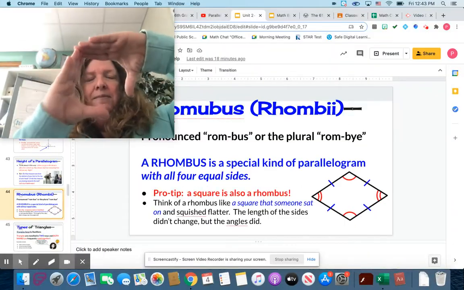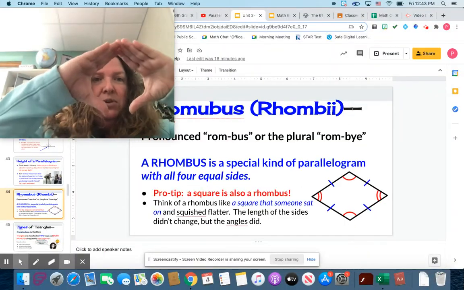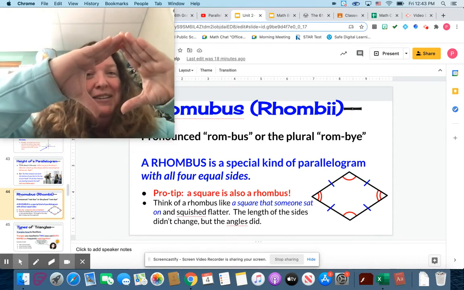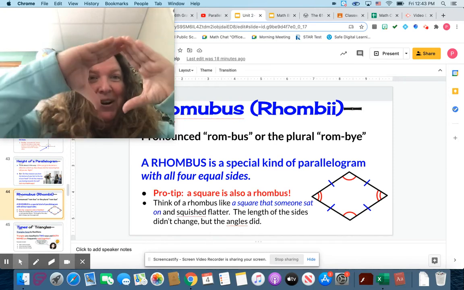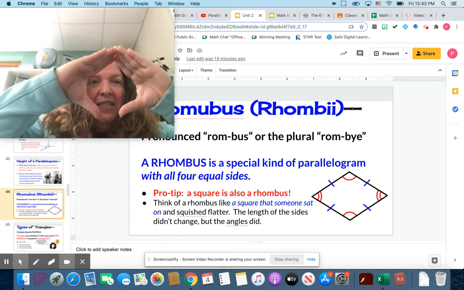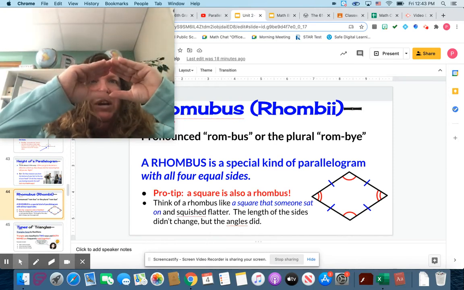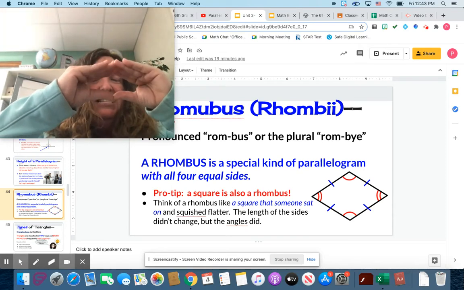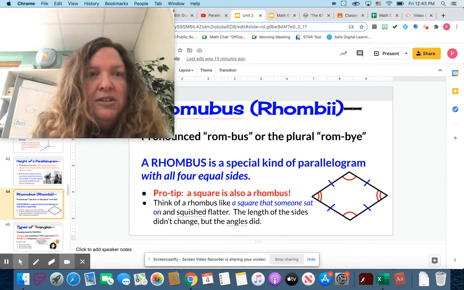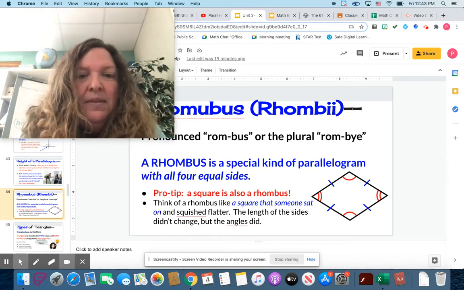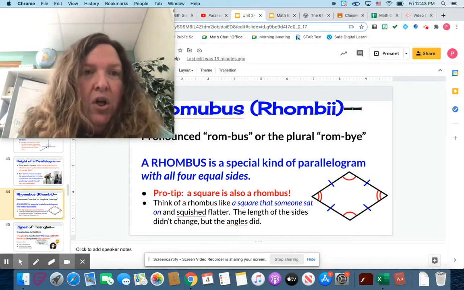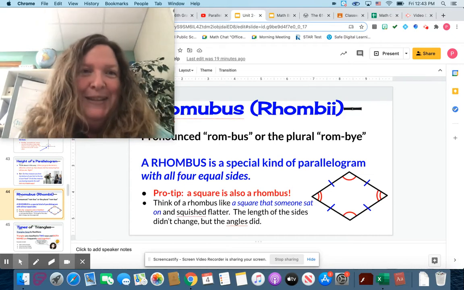So here's your square. There it is. Now we're going to tip it this way. Don't let that trick you. It's still a square. It doesn't change into a diamond just because you turned it sideways. It was a square. Now it's a diamond. No, it's still a square. And then someone sat on it. Squish. It didn't change the length of the sides. They stayed the same. It did change the angles. So a rhombus is a parallelogram, a special kind, that has all four sides the same length.